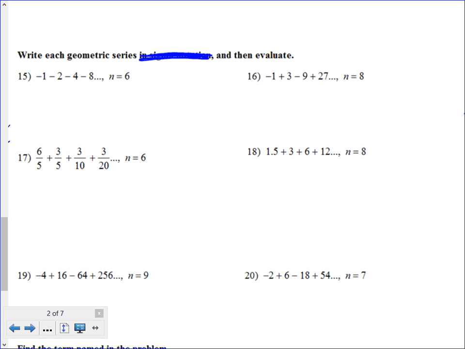So don't write your Sigma. 15 through 20, just do like you have been doing. Write it down, like we did yesterday. Why are we doing Sigma notation? Because you can't really do Sigma notation with those, or I don't want you to do Sigma notation with those.